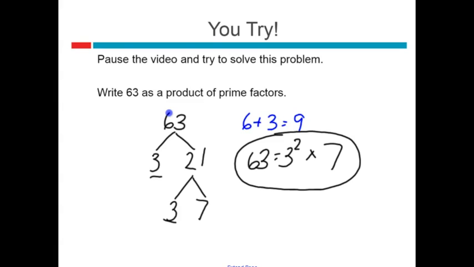So being able to work with the divisibility rules and being able to write a number as a product of prime factors are very powerful things to do when we simplify fractions, and that's coming up next. Okay, so keep practicing, and we will see you soon.